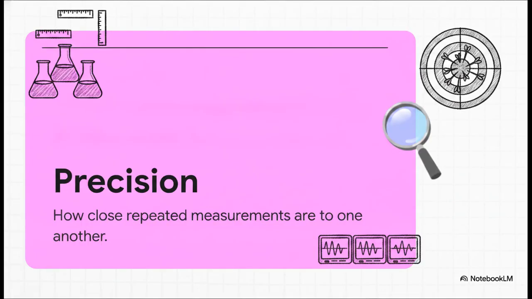Okay, let's dive into our third term. This one is often confused with accuracy, but it actually means something quite different: precision. Precision describes how close repeated measurements are to one another. So, while accuracy is all about hitting that bullseye, precision is all about consistency. It basically answers the question, if I do this exact same measurement over and over again, do I get the exact same number every time?